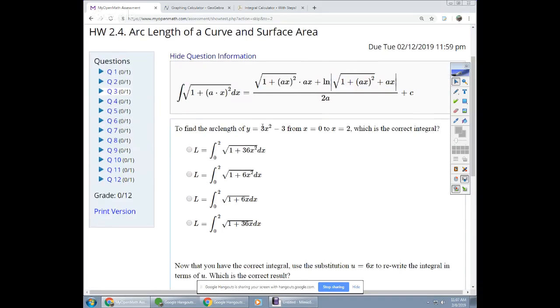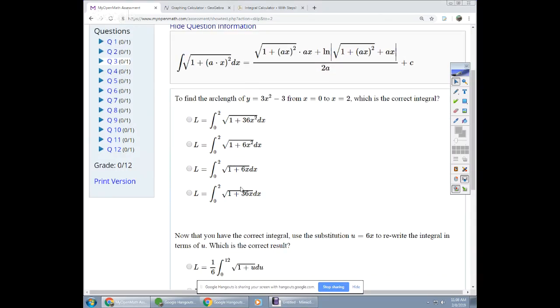Same thing here. This is a similar problem to the previous one. Notice it's a quadratic function like the previous one was. And I put that formula up there also for you. Lovely. One of these is right. The others are not.